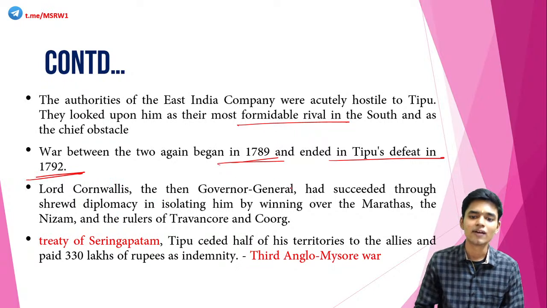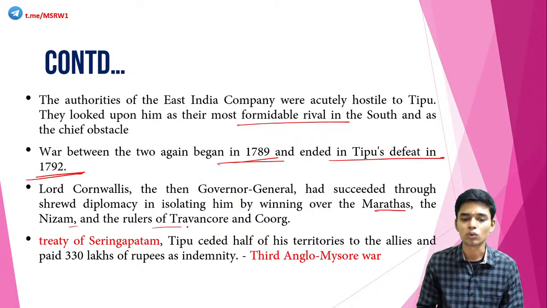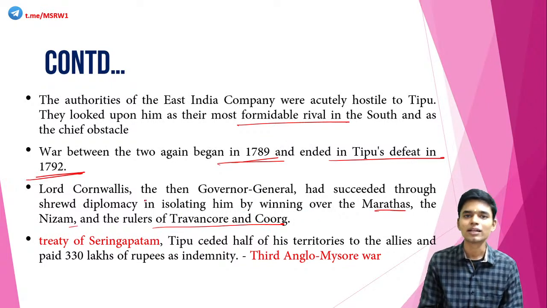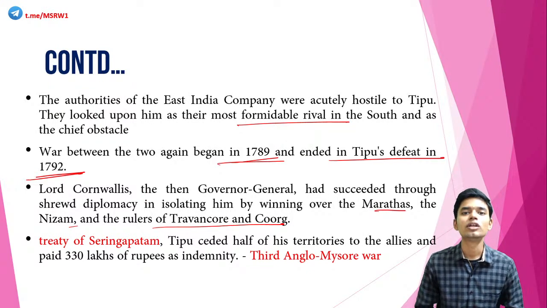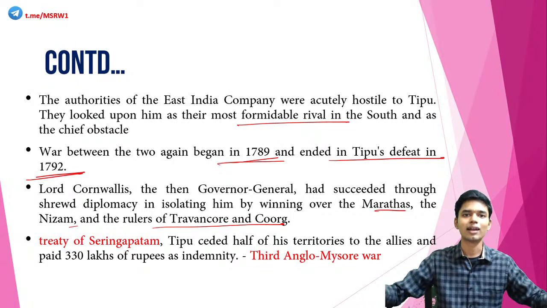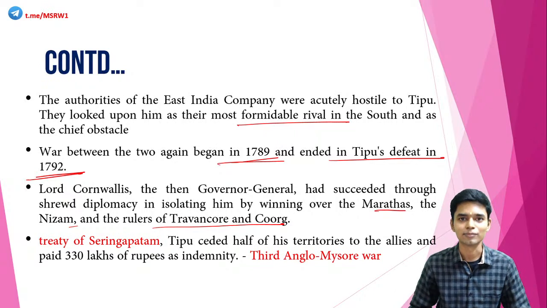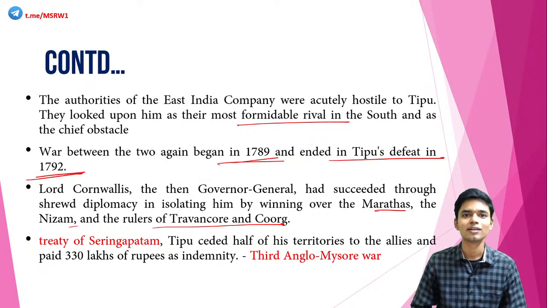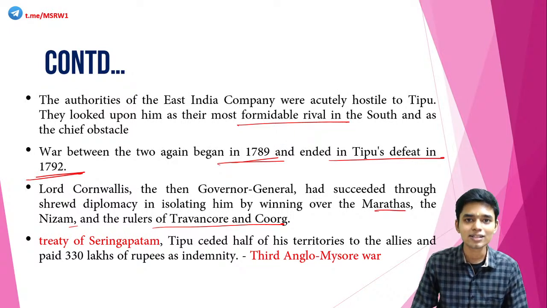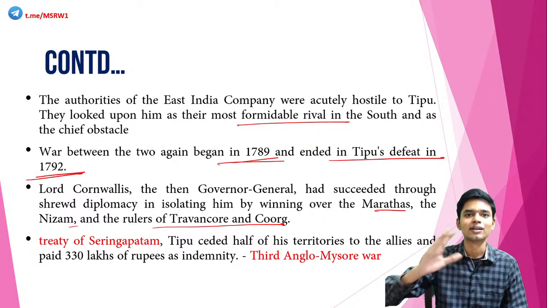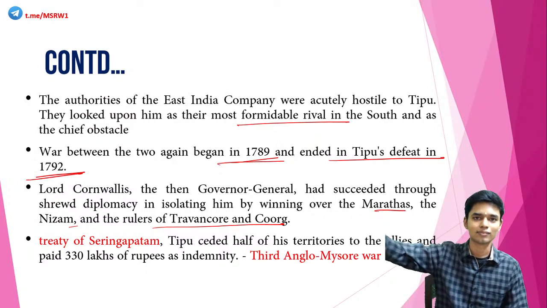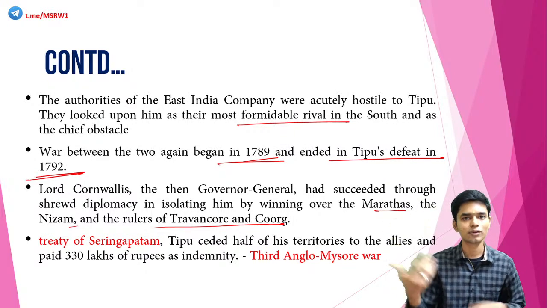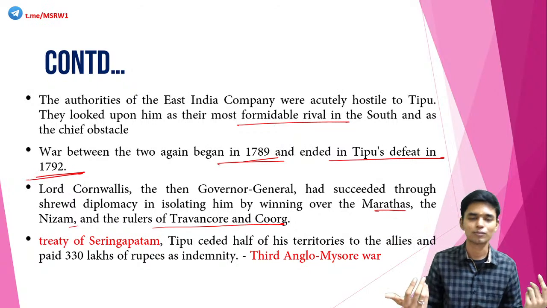Lord Cornwallis, the Governor-General, succeeded through shrewd diplomacy in isolating him by winning over Marathas and Nizam and the rulers of Travancore and Coorg. This is what English always did. To defeat an Indian power, English made sure that they had removed all his allies and isolated them. Indians never learned from this. If the Indians stood united against British, even now British could have been effectively restricted. But even in this period of time, Indians are fighting with each other. So Nizam was out from the anti-British alliance. Marathas were also moving out.